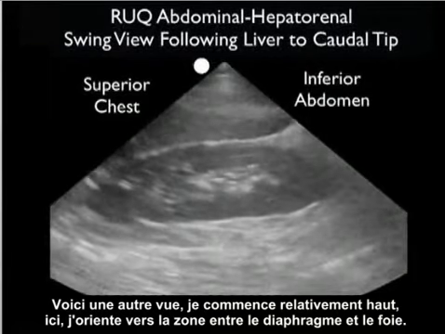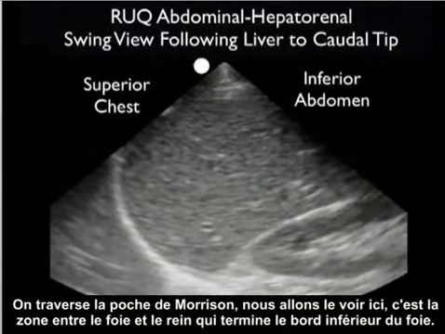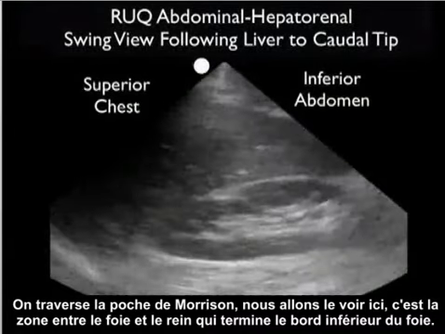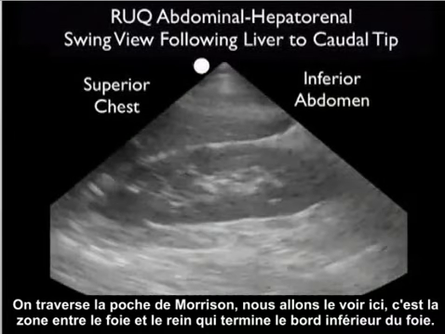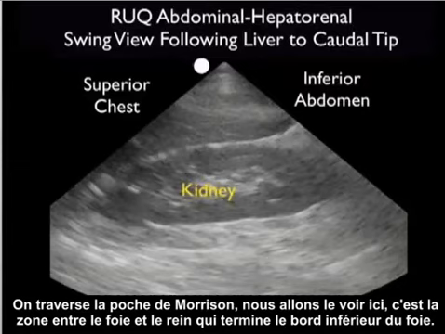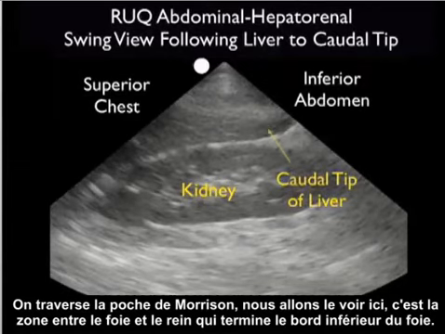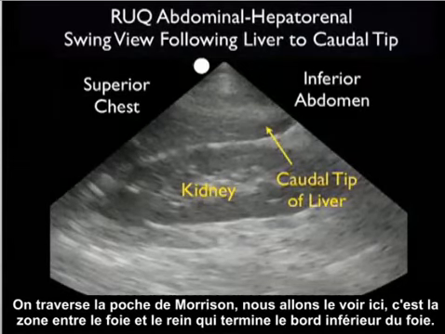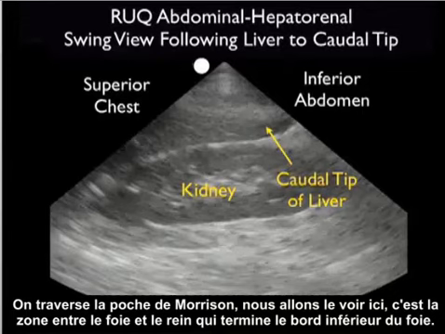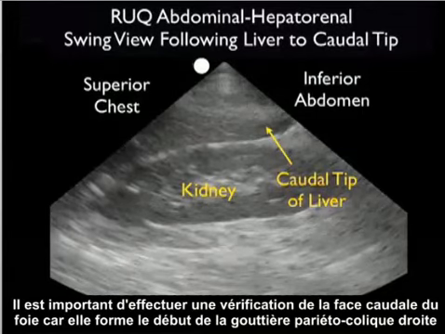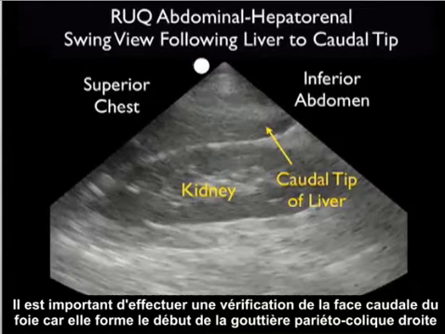Here's a swing view where I'm starting relatively superior right there, looking in the area between the diaphragm and the liver, going through Morrison's pouch, the area between the liver and the kidney, and terminating at the inferior tip of the liver. Notice here we see the caudal tip of the liver extending almost all the way inferiorly down past the inferior pole of the kidney. And it's important to look at that caudal tip of the liver as it represents the beginning of the right paracolic gutter.